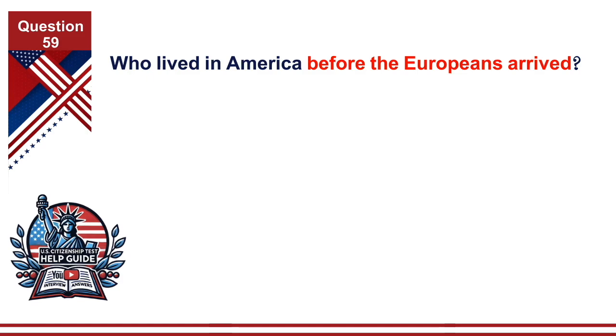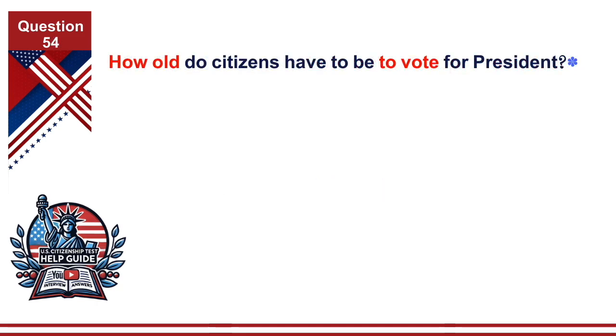Who lived in America before the Europeans arrived? American Indians. How old do citizens have to be to vote for president? 18 and older.